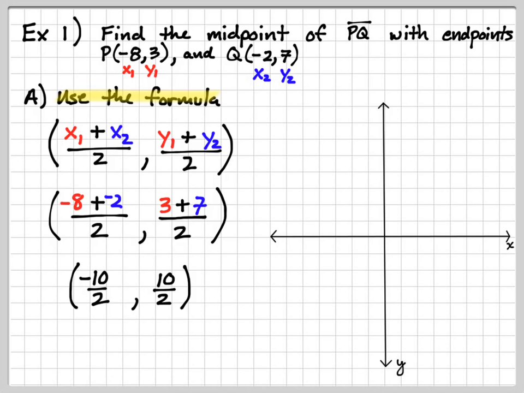And negative 8 minus 2 more is negative 10 divided by 2. 3 plus 7 is 10 divided by 2. And my final answer is negative 5, 5.